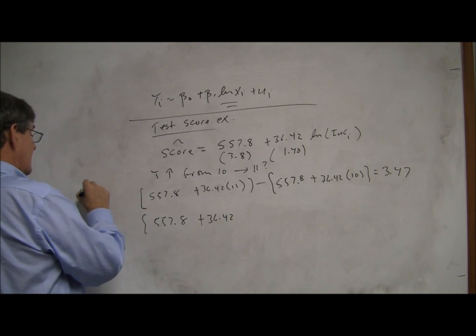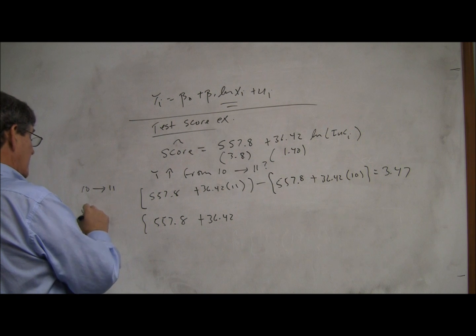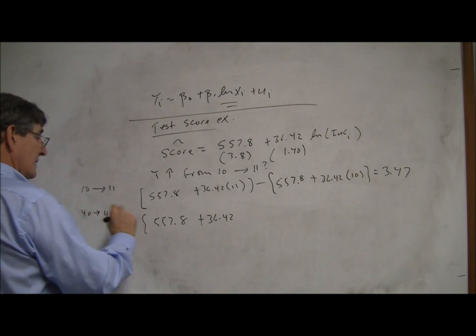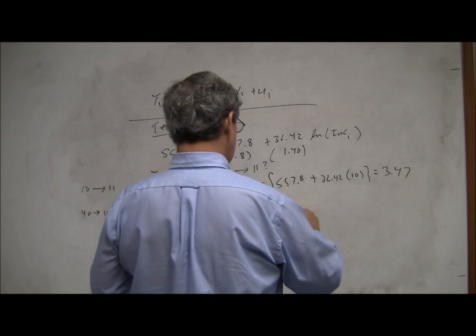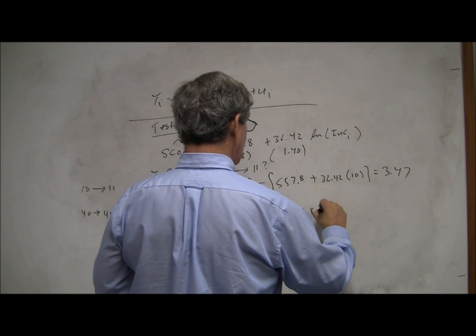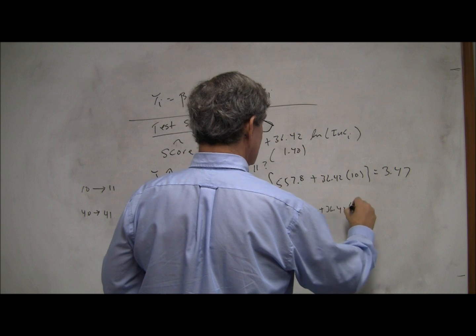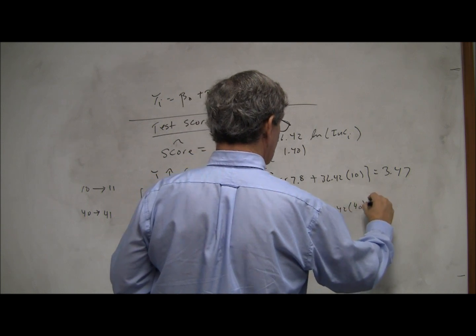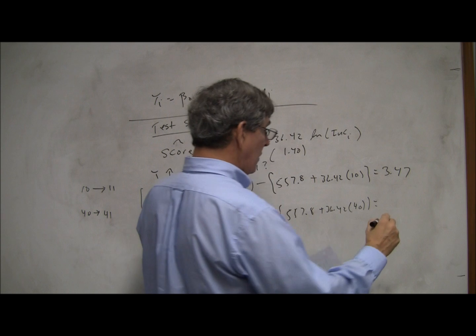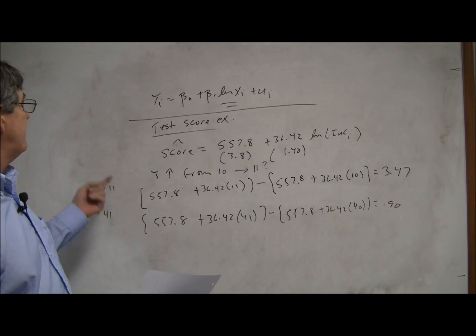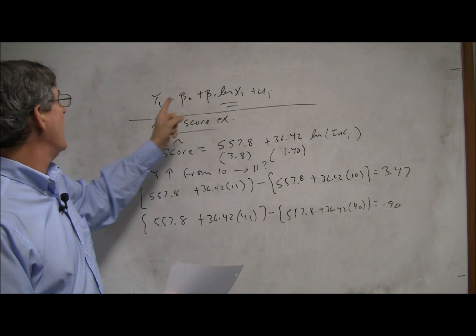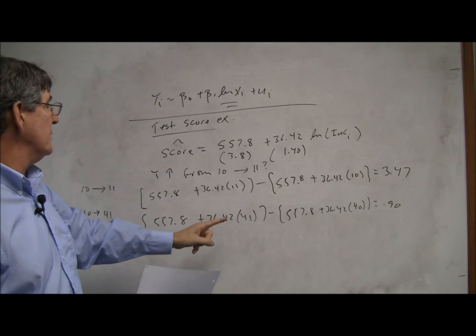So this is 10 to 11. This is 40 to 41. So we would do 41 here minus 557.8 plus 36.42 times 40. Then you're going to get 0.90. So you can see that we have a nonlinear relationship. The effect of x on y depends upon the value of x.